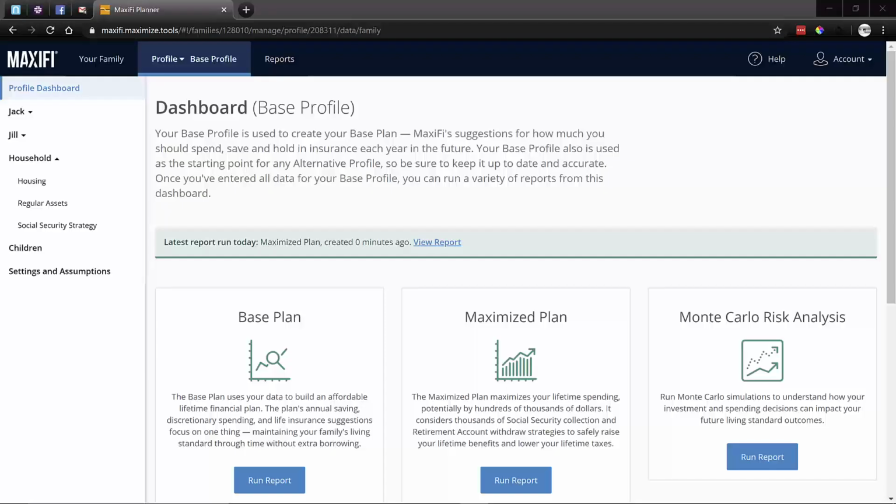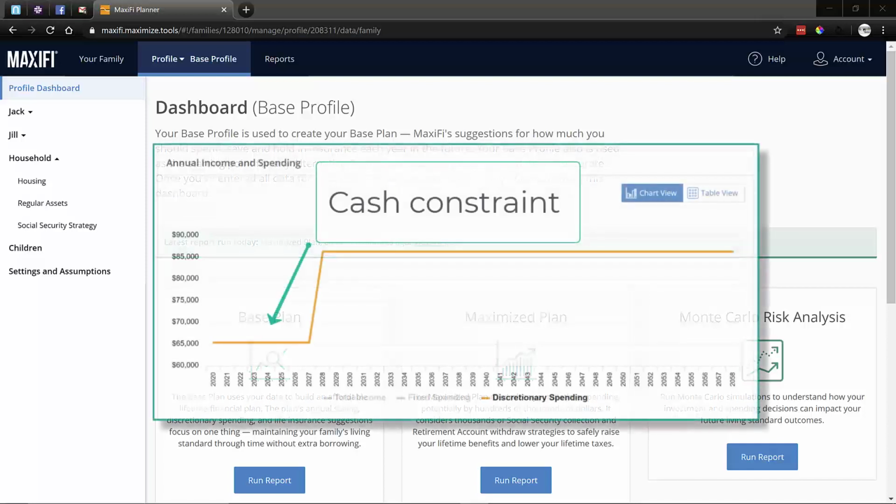Today I'm going to be talking about cash constraint. Sometimes we refer to this as liquidity constraint or borrowing constraint, but today I'll try to use the term cash constraint. Cash constraint happens when there's money out in the future that you can't get to in the near term.